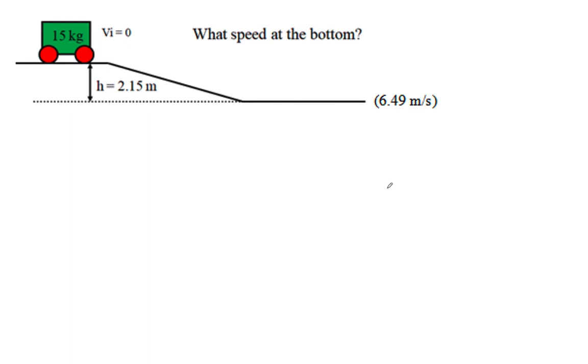All right. So we've got this cart up here, and notice it's not moving to begin with, right? And it's going to roll down this hill, and the question is, what's its speed at the bottom, right? So there could be some mention of a force times a distance, but I don't see that here. There could be potential energy to begin with, and I think that's what we have, right?